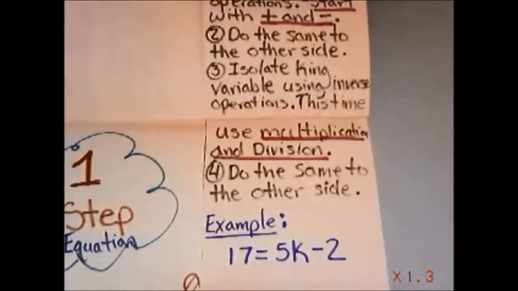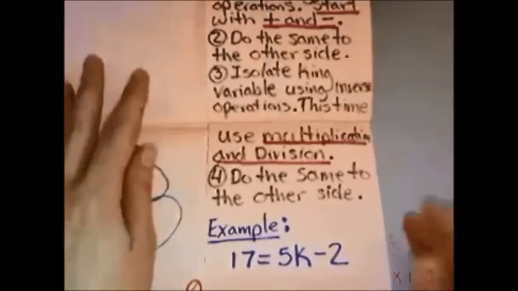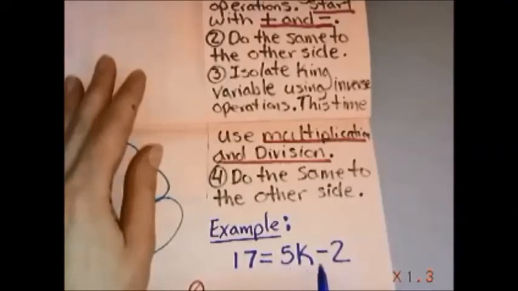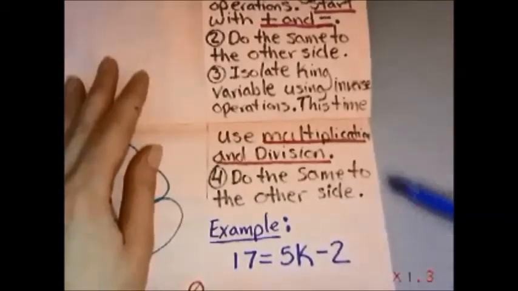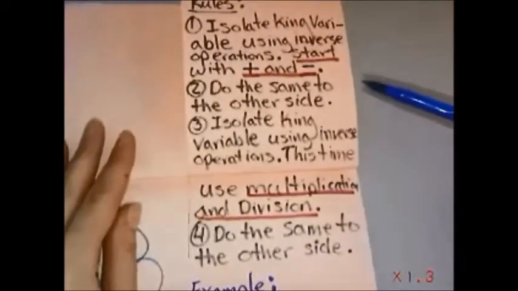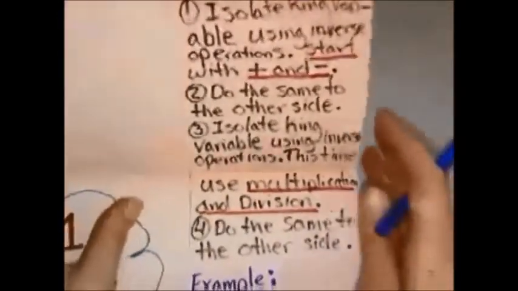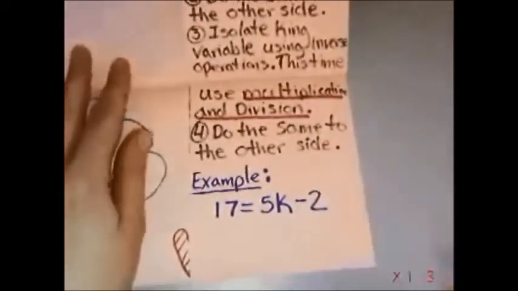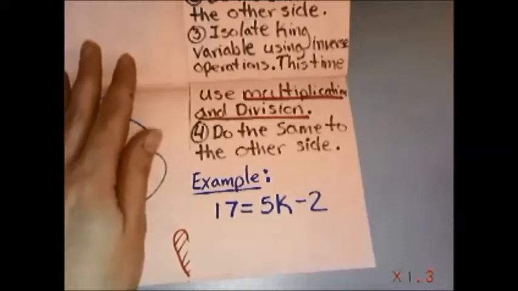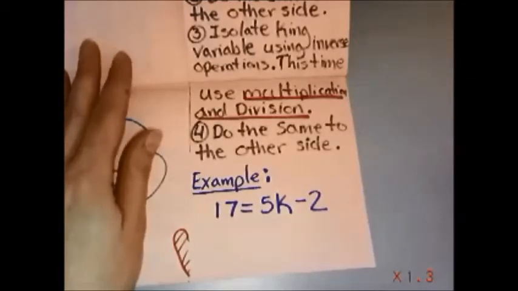Okay, after you get those rules written down, go ahead and copy down the example at the bottom. The example says 17 equals 5k minus 2. Now I'm going to use these two-step equation rules up above to help me to solve this equation at the bottom. So let's go ahead and start with rule number 1. Isolate king variable using inverse operations. Start with addition and subtraction.